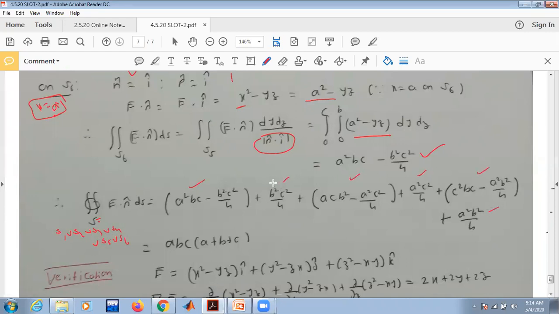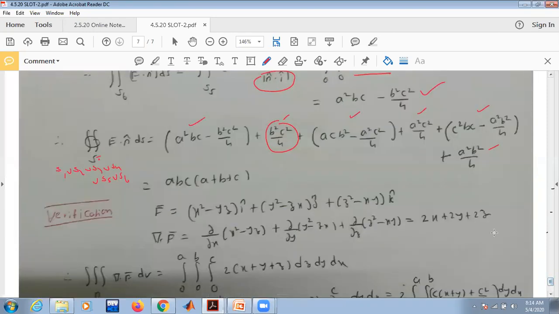This is the first surface integral. This is the second surface integral. This is the third surface integral. This is the fourth surface integral. This is the fifth surface integral. This is the sixth surface integral. So when you add all these things and simplify, it's an algebraic simplification. You will notice that the simplification is ABC into A plus B plus C.